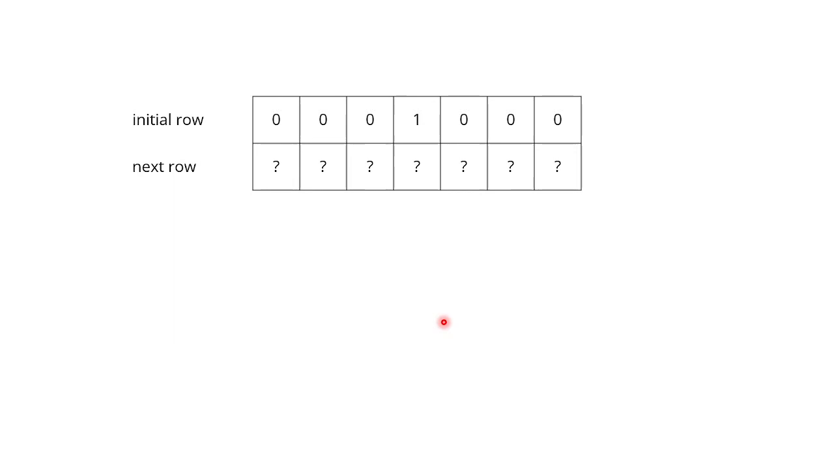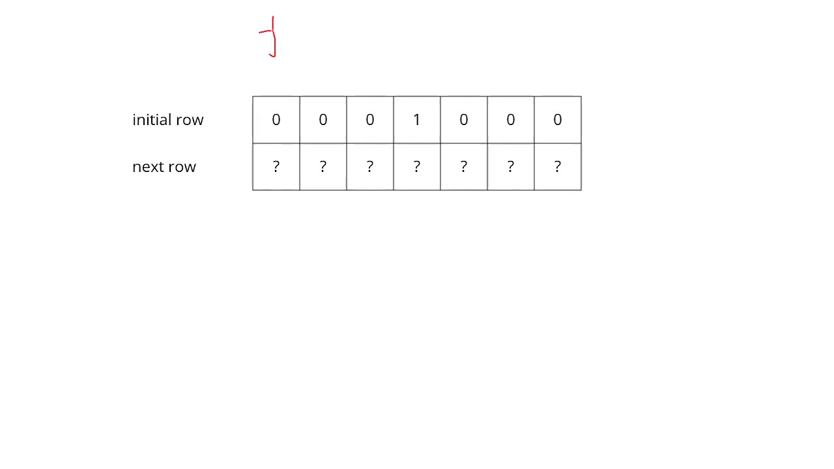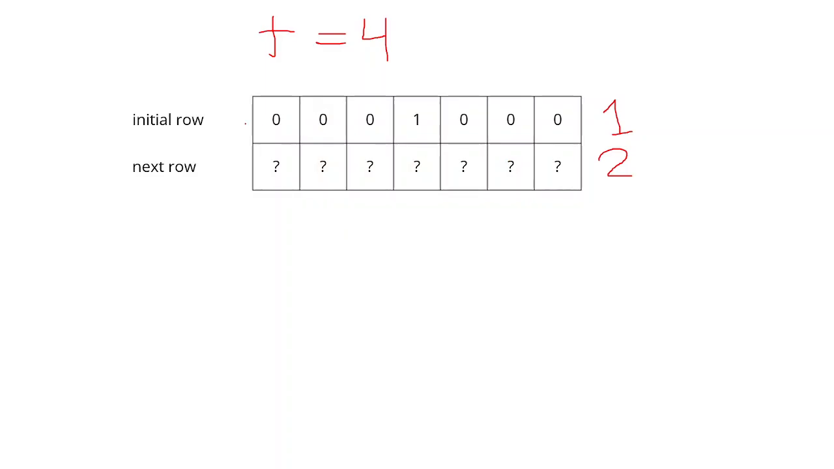So let's go back to my presentation. Let's just assume that t is equal to 4. So this is the first time step, and then this is the second time step, the next row. This one I already initialized in the code, as you can see on line 64. I initialized it first on line 64, that's number 1.